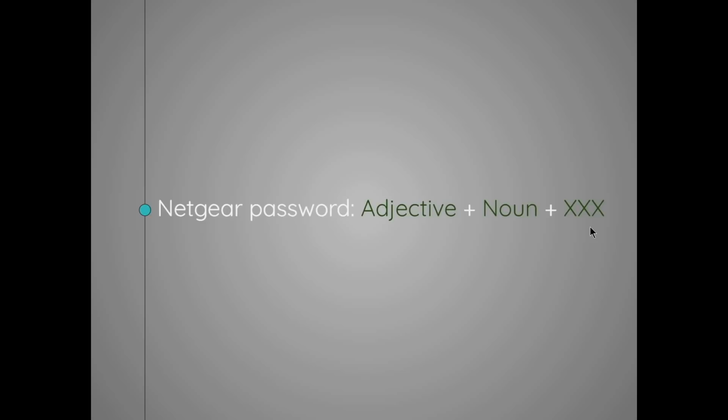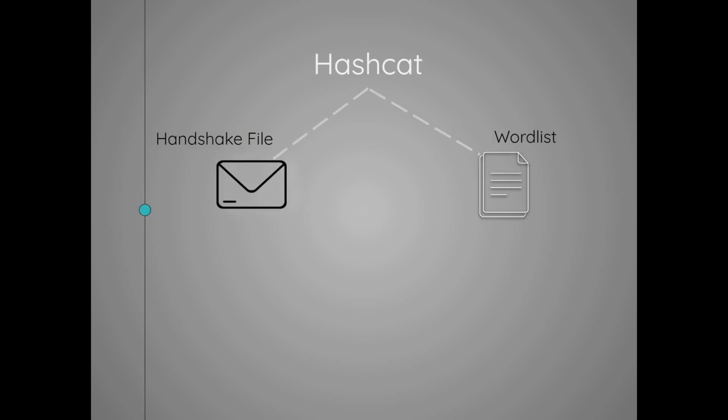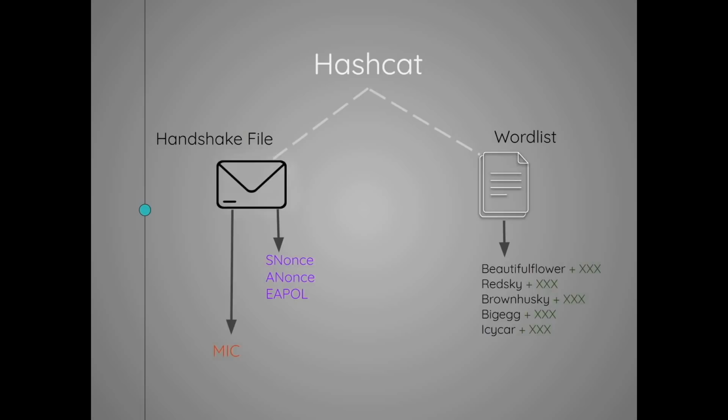Before we begin, let's quickly review how the attack will be carried out. So here we have the tool that we'll be using, which is HashCat, and we will give it 2 files, which are the handshake file and the wordlist. The wordlist will contain the list of passwords, which is the adjective plus the noun. Now HashCat will take the handshake file and extract the useful information out of it.